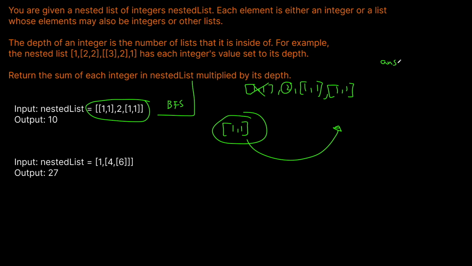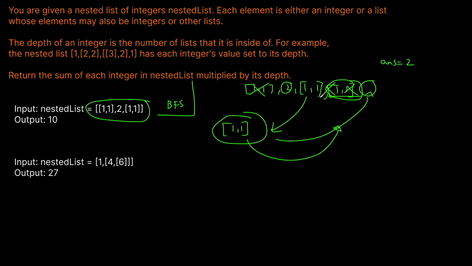So our answer starts at 0, and then we're going to add 2 to it. And then we're going to process this last one here. We're going to pop it out of the queue, but then again, we're going to see that it needs to be processed again. So we're going to add the elements to the back of our queue. And actually, they're not going to be as lists. We're just going to add the values from the list.